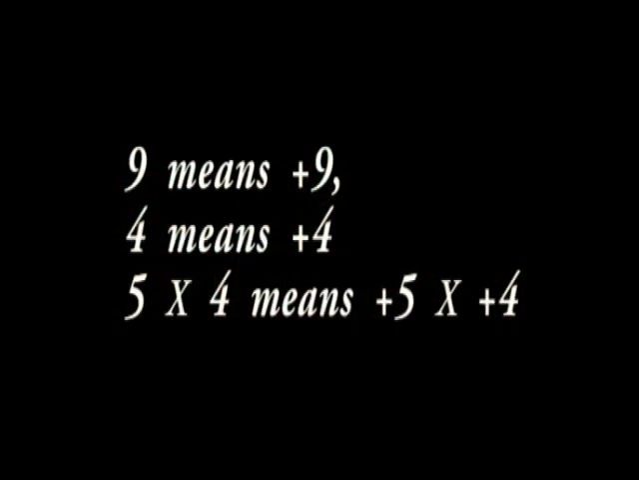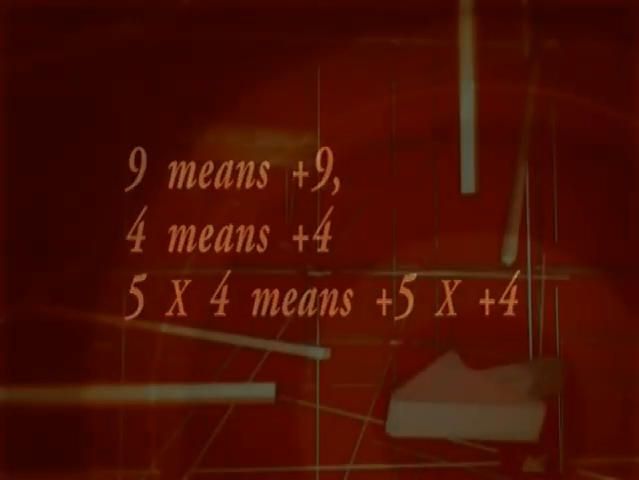Remember, when no sign is indicated in front of a number, it is assumed to be positive. That is, 9 means plus 9, 4 means plus 4. 5 times 4 means plus 5 times plus 4. An important thing to know is that a number carries the sign written in front of that number. This is particularly important during calculations.